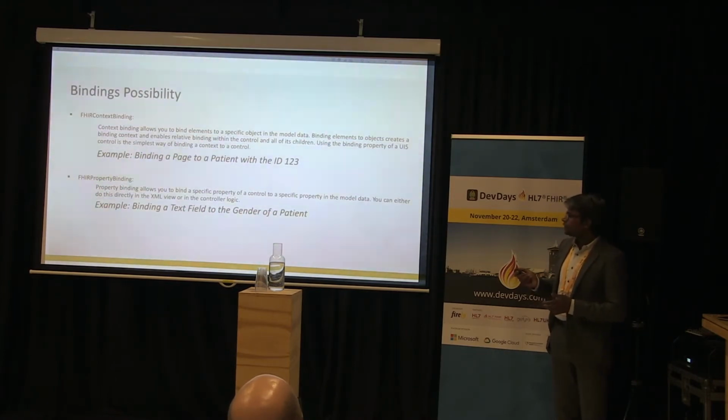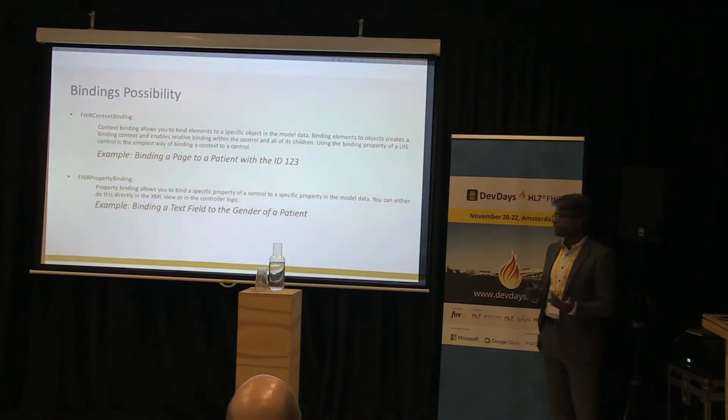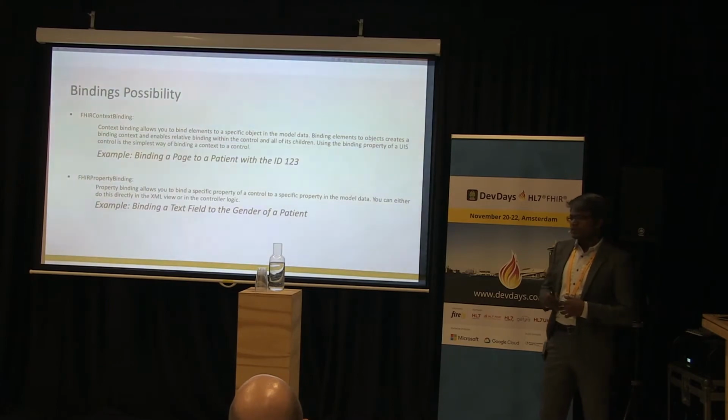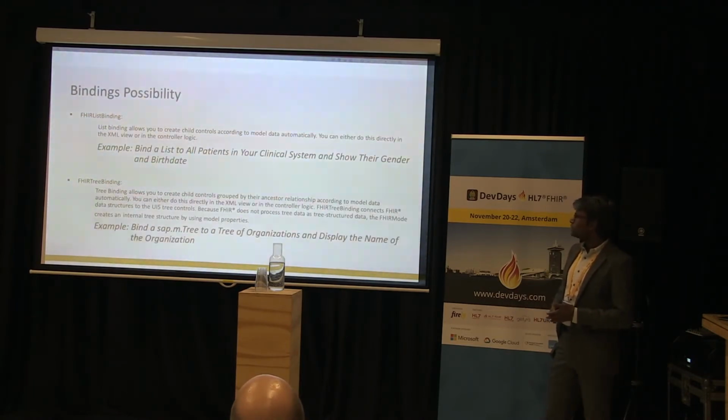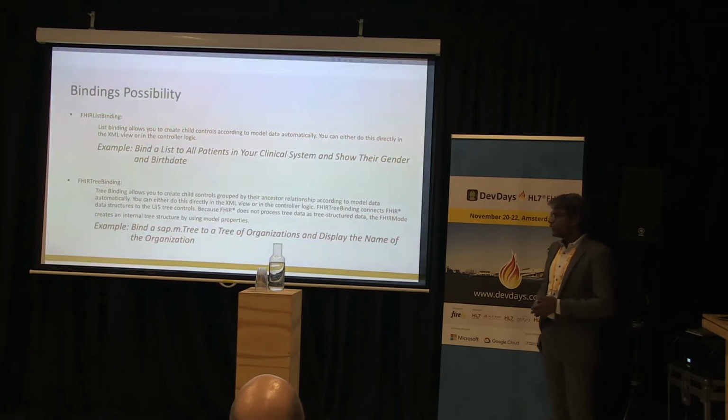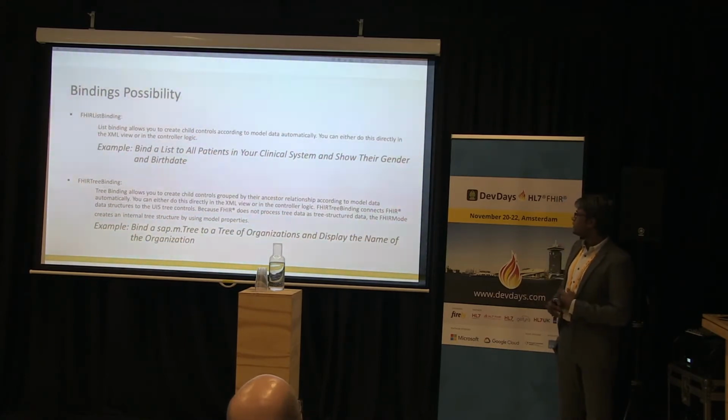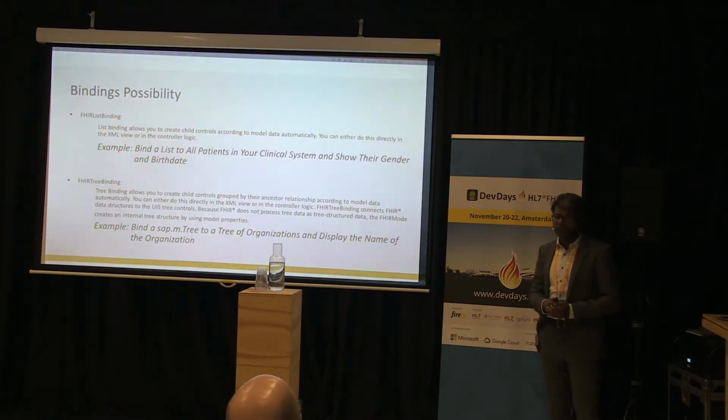So that's basically a context binding. And then the property binding, as the name suggests, is all about binding one single attribute of your resource into the UI. In this case, the example could be binding the gender of a particular patient into the UI field where it can display the gender. So this is a property binding. And the list binding is all about having more than one row of similar bindings. For example, you can have a table wherein you can display more than one column. So you can say you want to list all the patients in your clinical system with different details, like let's say the gender, date of birth, and name. So basically, it's something like tables.